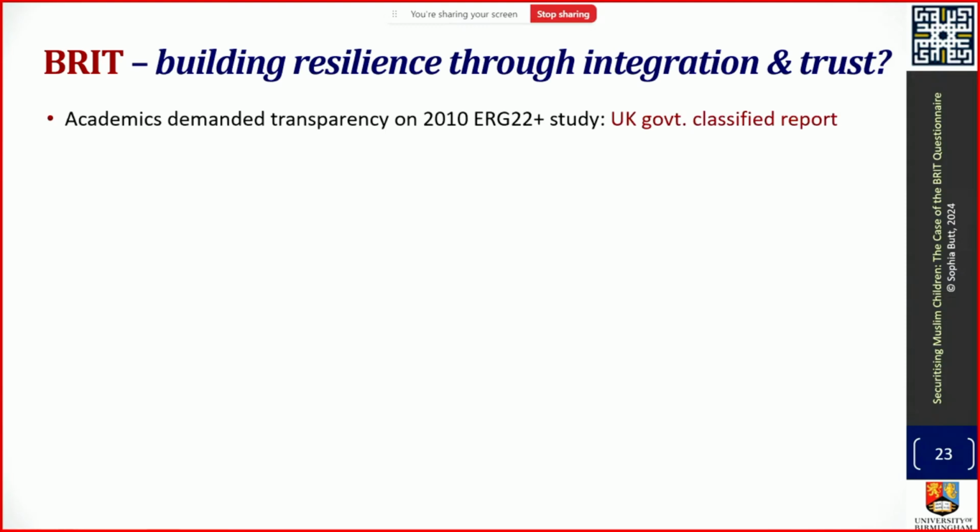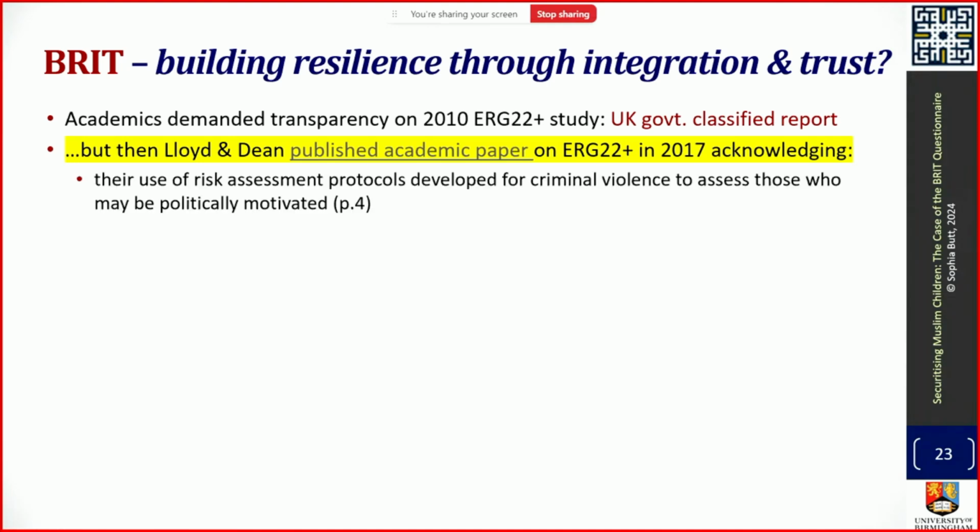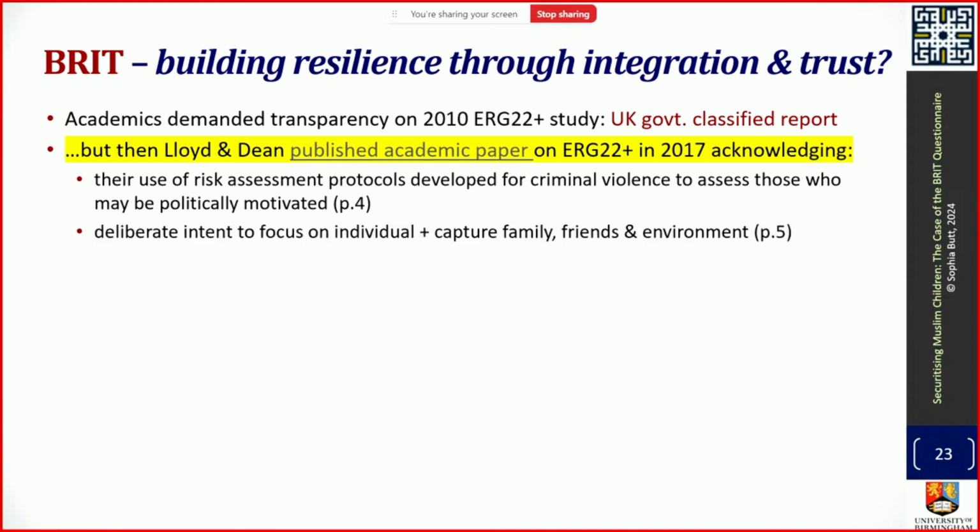When academics demanded transparency on the 2010 report, the government classified it. But 7 years later, Monica Lloyd and Christopher Dean published an academic paper in which they reported on the methodology of ERG 22+. And it's available through this link here. And in that paper, they acknowledged that their use of risk assessment protocols developed for criminal violence was to assess those who may be politically motivated. So their risk assessment protocols were for criminal violence and those specifically linked to political motivation.